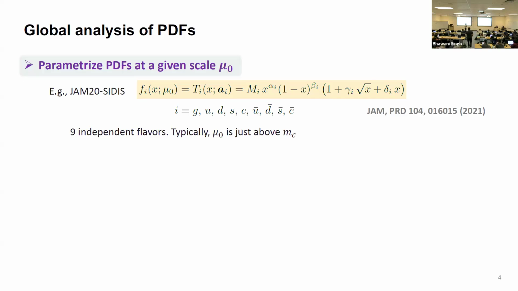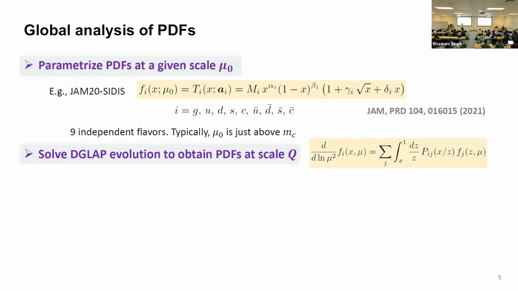So you can imagine you have so many flavors, and how do you constrain them? You have to include as many processes as you can. And then you use this parameterization, you want to make predictions for observables. But observables are not necessarily at the scale mu naught. So you need to use the DGLAP evolution to obtain the PDF at the scale Q, which is relevant to the certain processes you are trying to fit.